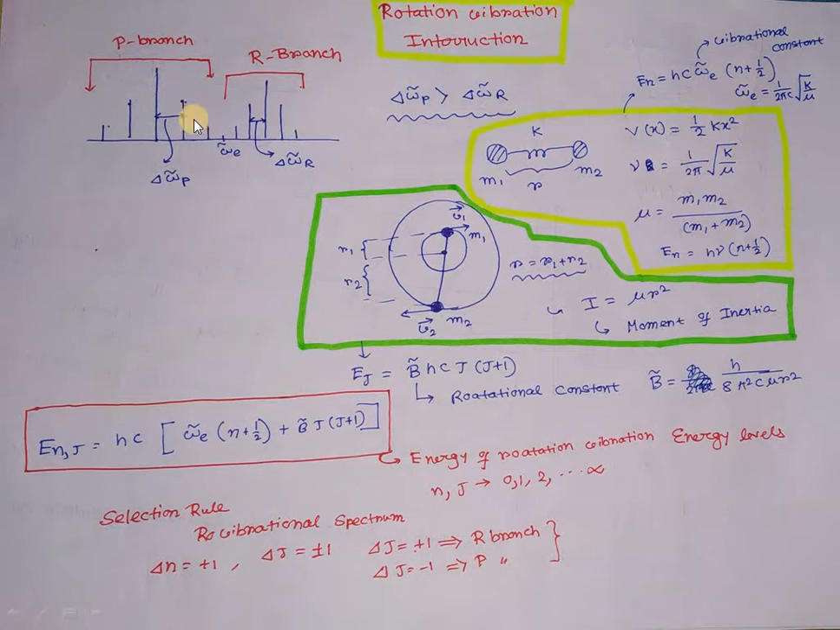Now the main problem in these types of rotation vibration spectra is that you can see that the separation between the two consecutive lines in the R branch, that is designated as delta omega R, is always less than the separation of the corresponding two lines in the P branch. So you can see that delta omega P is greater than delta omega R.